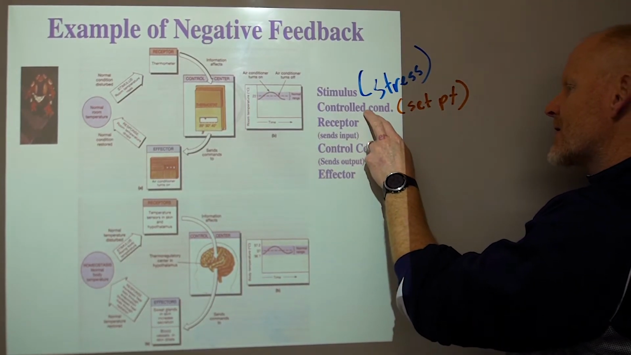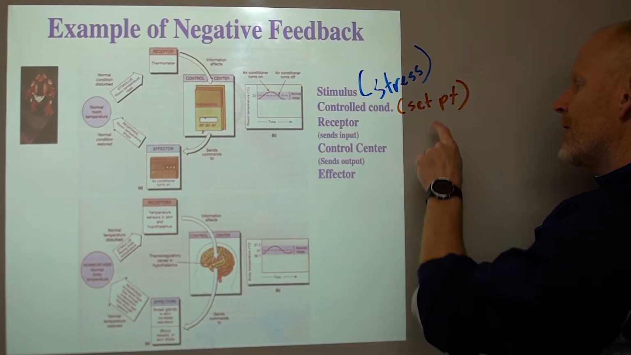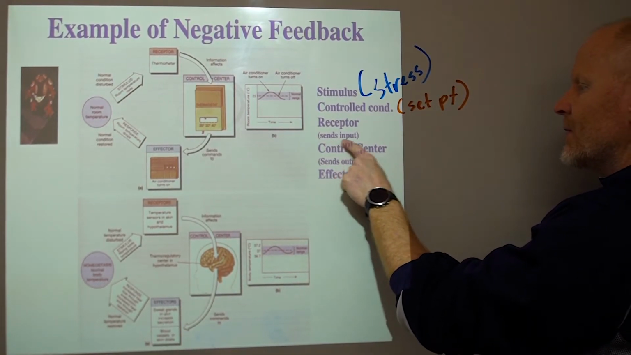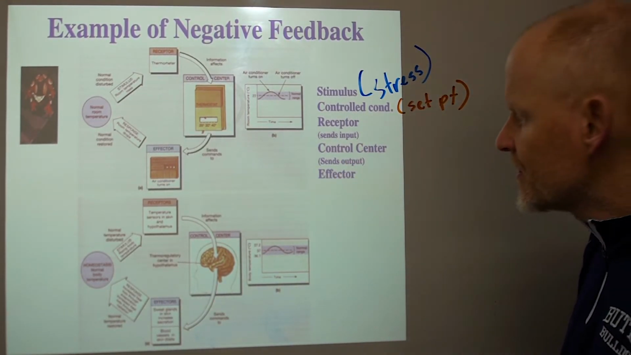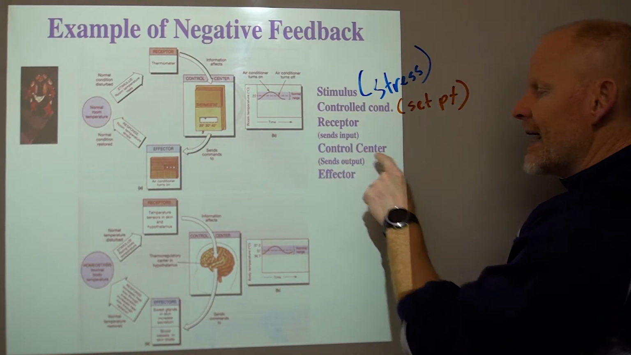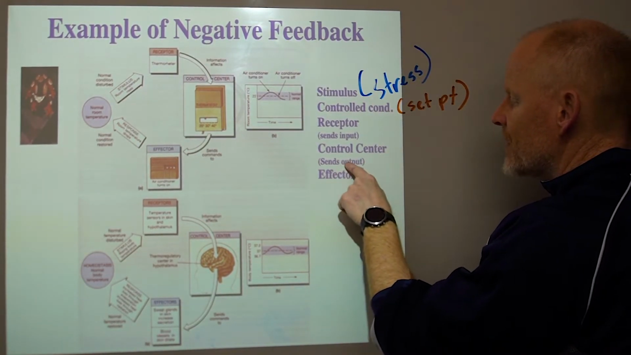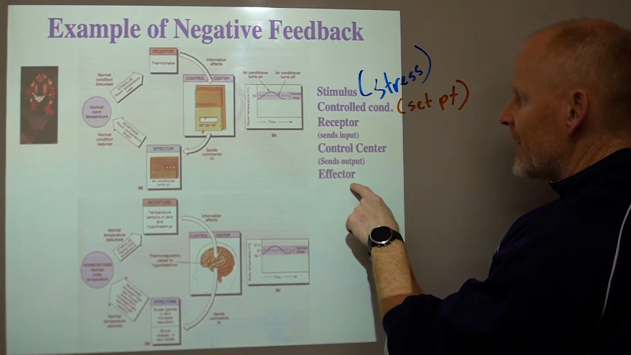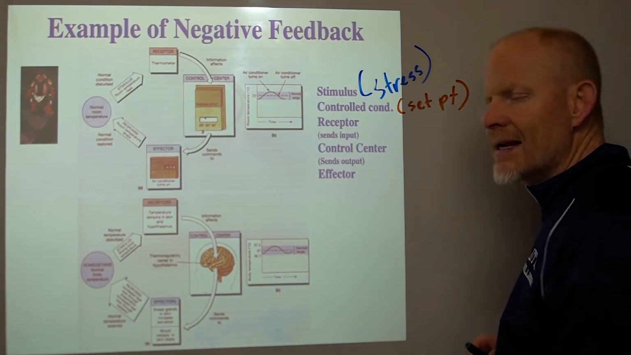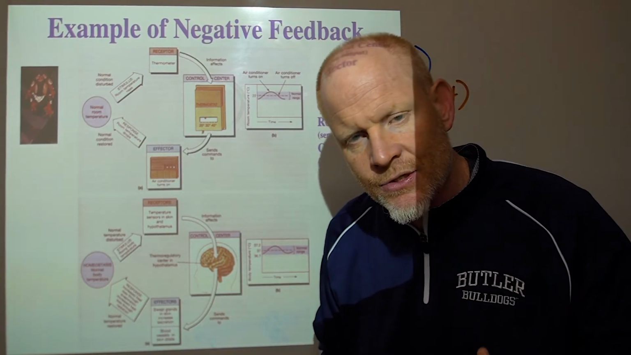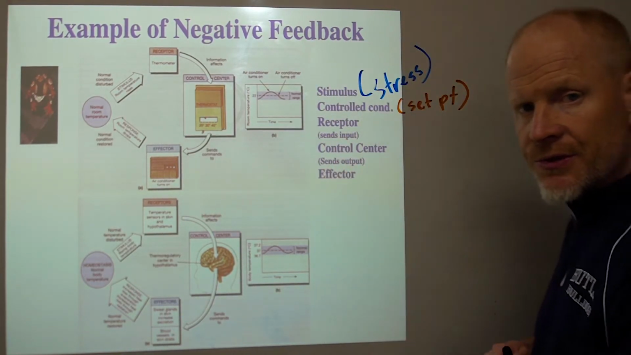The receptor monitors the control condition and the set point. If we go above or below the set point, it will send input to a control center saying, hey, temperature's going up or down. The control center will then send output to the proper effector, and then the effector will reverse or correct the stress, right? And bring our body temperature back to normal in the instance that we just used.